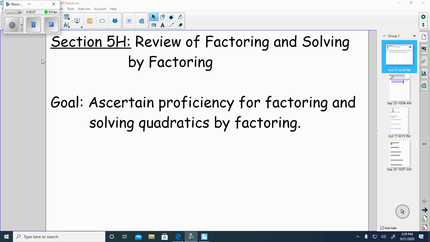We're going to keep working with factoring on this, so it's kind of a big review. And again, please keep bringing the questions to class. I know you have questions on this stuff.